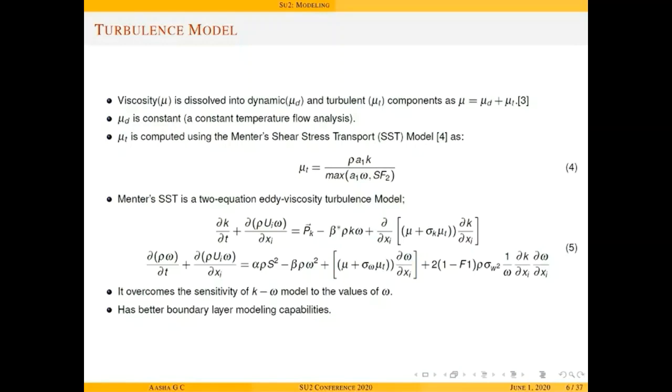It overcomes the sensitivity of the k-omega model to the values of omega in the free stream while also having better boundary layer modeling capabilities.